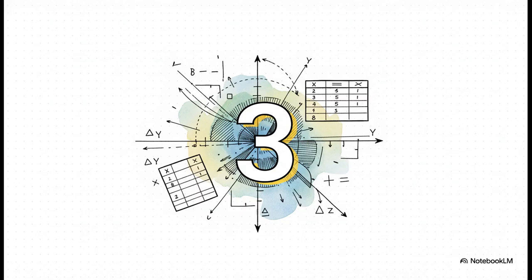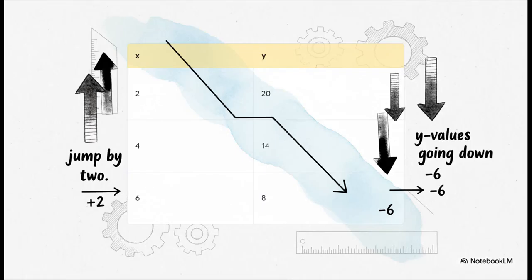And that is the secret pattern for this entire table. All right, case 2. Now things get a little more interesting. I want you to notice two things here. First, the y values are actually going down. And second, the x values aren't just jumping by 1 anymore. See that? They're jumping by 2.